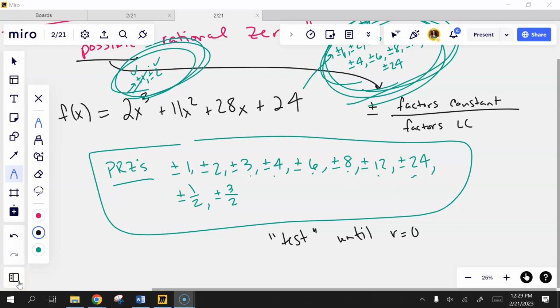We'll test until the remainder is 0. So pick one to start. It really doesn't matter. And this is where, do y'all remember me showing you the little shortcut so you don't test them all?